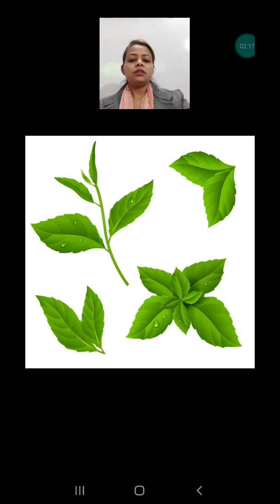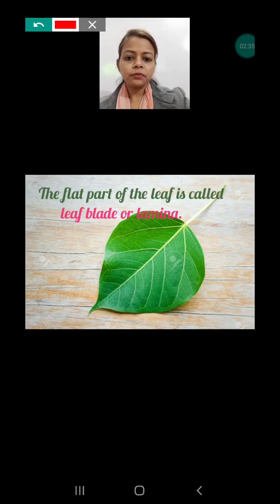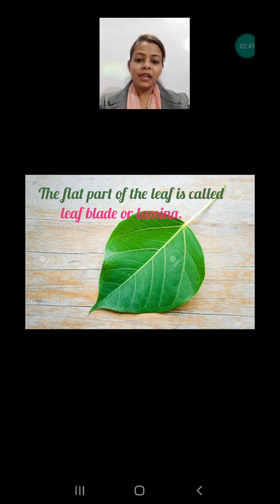Let's discuss the different parts which are common in all the leaves. The first part we are going to discuss is the leaf blade. What is the leaf blade? The leaf blade is the flat surface that you are seeing in this picture. Let me show this. This whole surface that I am drawing, all of this is the leaf blade. So the leaf blade is the flat surface of the leaf.